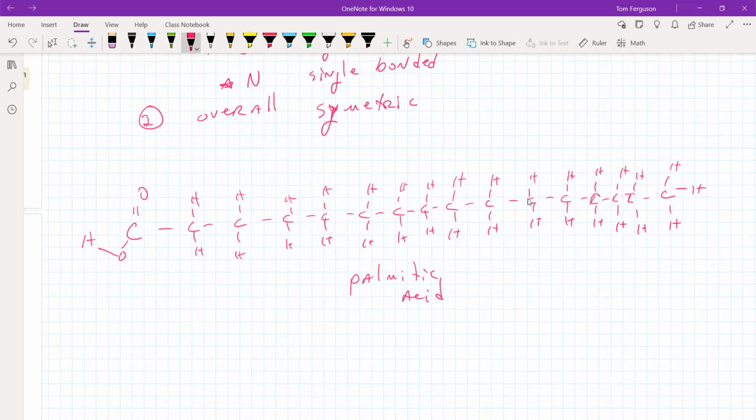Now this is a trick question. Is palmitic acid polar or nonpolar? Who said polar? Why polar? Because it's an acid. I mean, this here, it's not single bonded. Single bonded, right? So you know the answer, right?